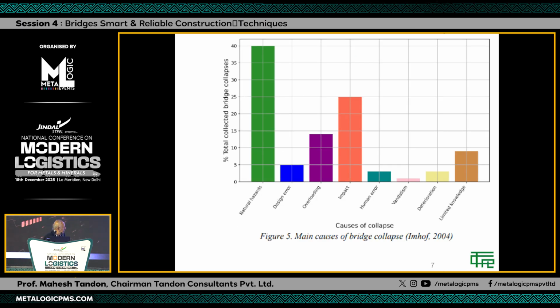So, what are the main causes of bridge collapse? Somebody has made a worldwide study, and they have found that it's really natural disasters which account for the most collapses of bridges. But of course, there are other reasons for collapses also, which are mentioned here in the slide.